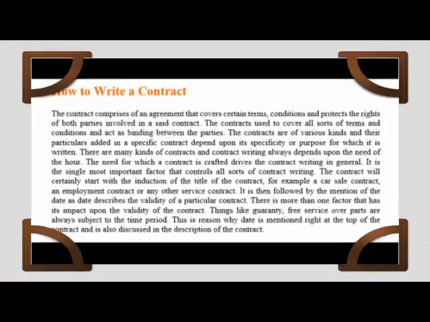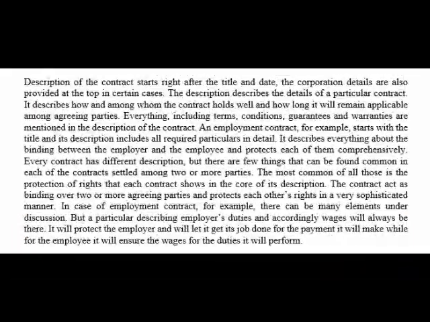The corporation details are also provided at the top in certain cases. The description describes the details of a particular contract. It describes how and among whom the contract holds, and how long it will remain applicable among the agreeing parties. Everything, including terms, conditions, guarantees and warranties, is mentioned in the description of the contract.